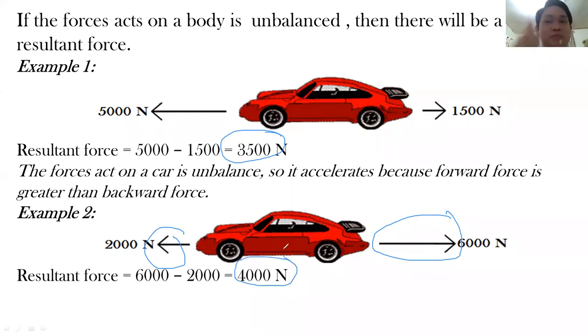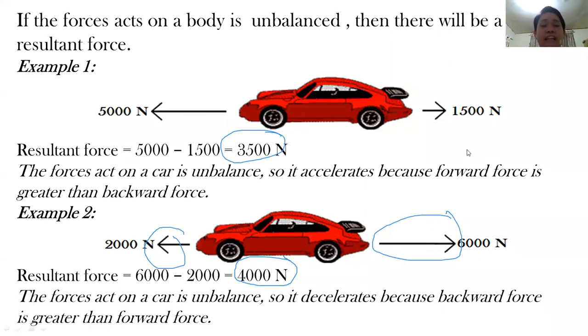Can you follow? I guess you can follow because this is just very easy for you. I know that. So that means that the forces acting on the car are unbalanced. Very obvious again in the illustration. So it decelerates because the backward force is greater than the forward force. That's why we have a resultant force of 4,000 Newtons. So can you follow? Yes, you do.